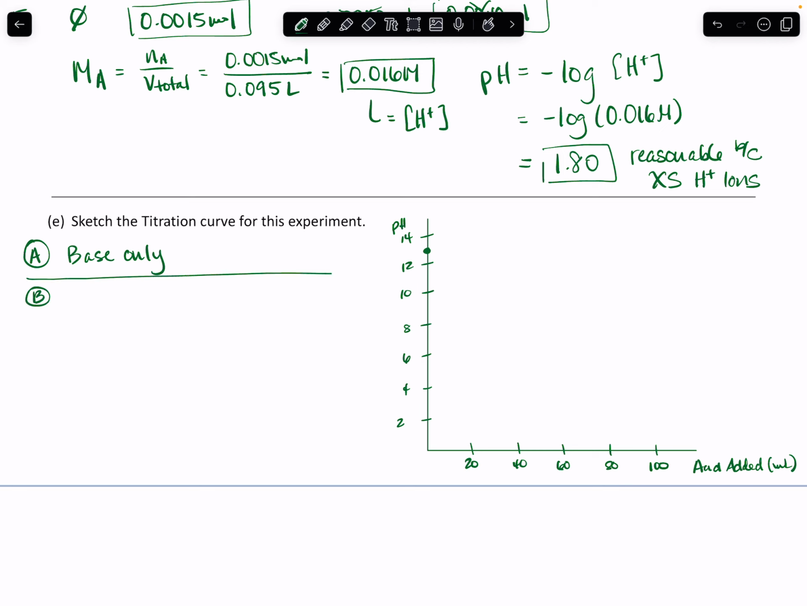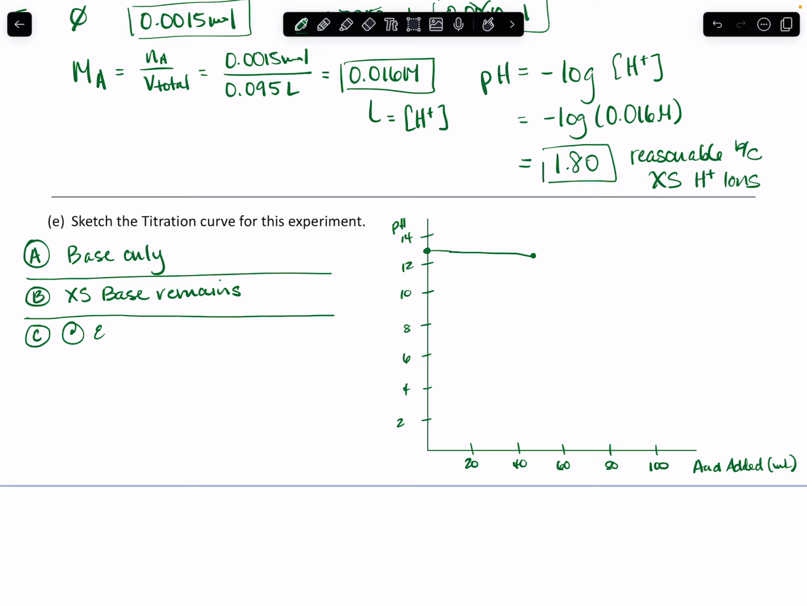Section B, excess base remains. After the addition of 15 milliliters, we had 55 total, and we had 12.64, so that's going to put us right around here in terms of a data point. So you can see that there has been a slight decrease as we go towards that addition. But we do have excess base in solution, so we're going to have a very high pH.